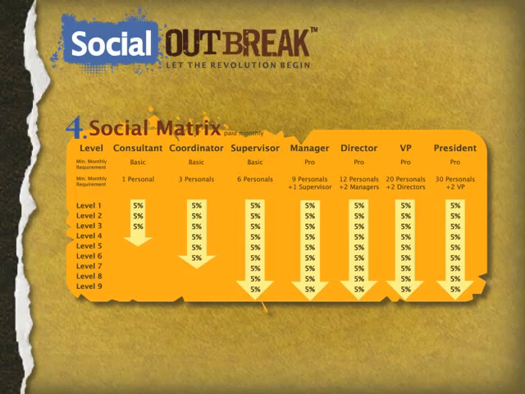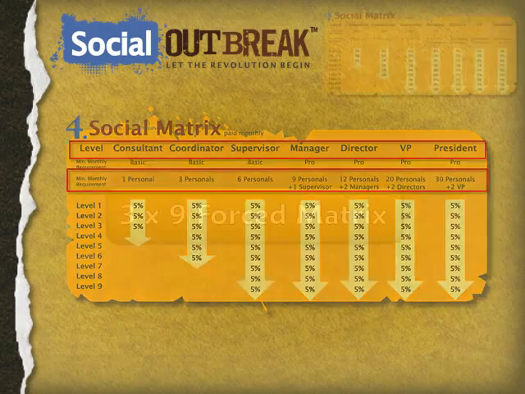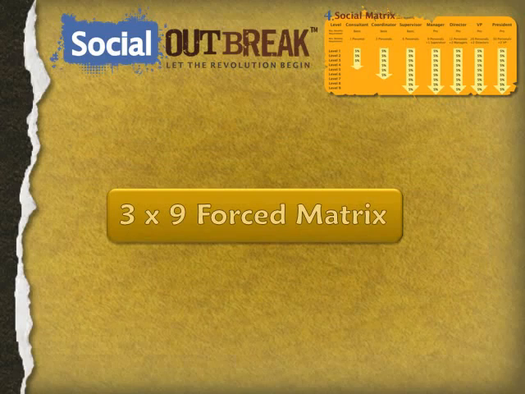The other information available in this section of the comp plan is the various ranks associated with our compensation plan and the qualifications to achieve those ranks. The social matrix bonus is based on a 3x9 forced matrix structure, a very exciting structure in network marketing because of its explosive potential for growth.